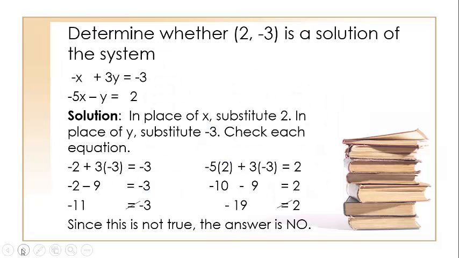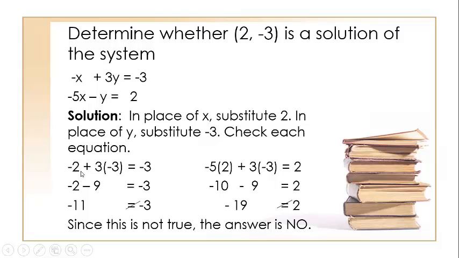So let's determine whether (2, -3) is a solution of the system: -x + 3y = -3 and -5x - y = 2. In place of x in the first equation, you're going to substitute 2, and in place of y, we're going to put -3, because based upon the ordered pair, this is x and this is y. So when we substitute that in, we check it in both equations.